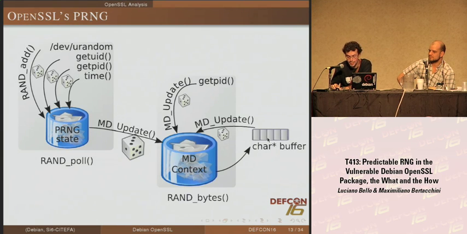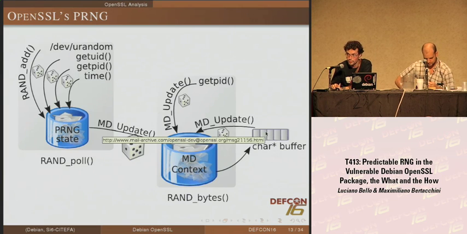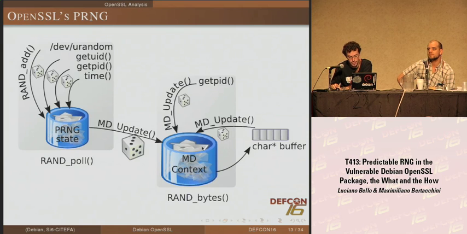This function takes some entropy, almost negligible, from this buffer, and when the state of the random number generator hasn't been initialized, it calls the rand poll function, which takes care of this, adding entropy from several sources, such as the system random device, the user ID, the process ID, and the current time. This is all through the rand add function. Finally, we get the process ID again, just in case of multiprocess and forking, to avoid collisions in the random numbers generated.